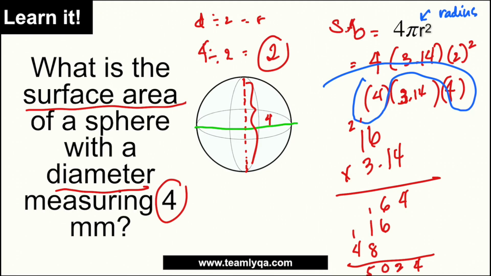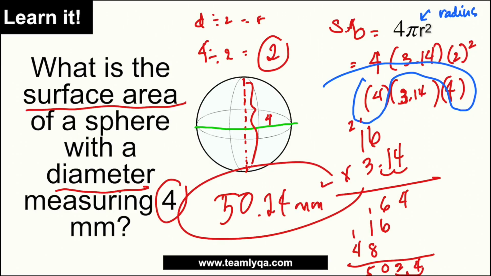Tapos, dalawa yung decimal places. So, ibig sabihin, dalawa din dito. The answer is, ang surface area is 50.24 millimeters squared. Okay? So, again, all you need to know here would be the formula.